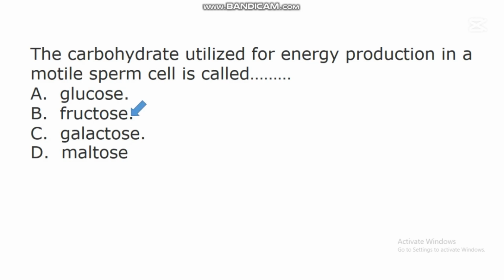Fructose. Studies have shown that the sperm cells move into the oviduct to fertilize egg cells. There is a carbohydrate in a motile sperm cell that undergoes a chemical process that leads to energy production. This carbohydrate that undergoes a chemical process for energy production in a motile sperm cell is called fructose.